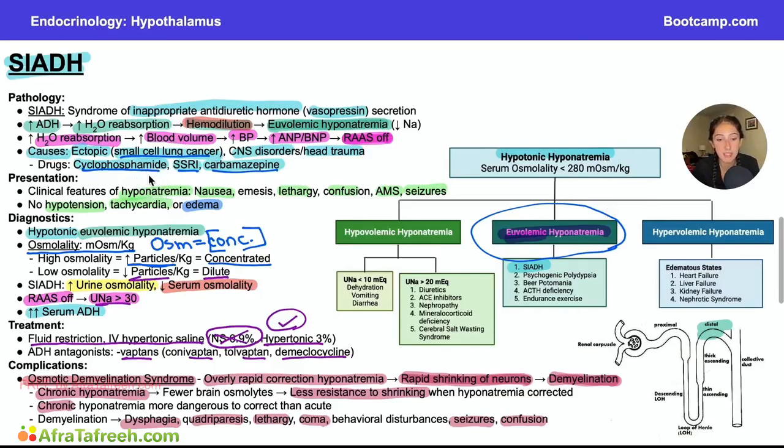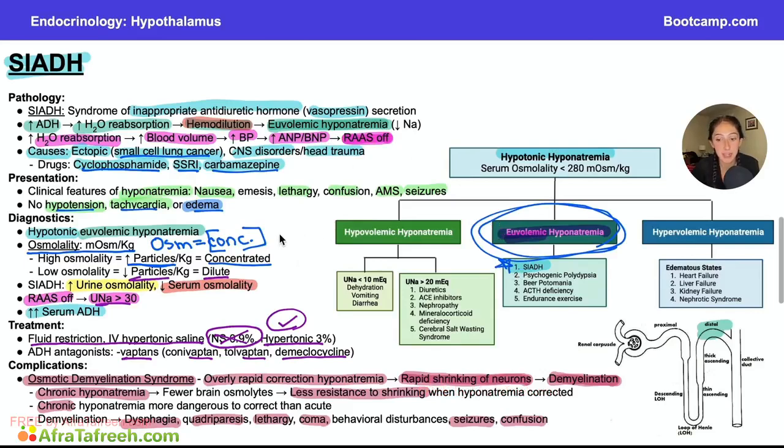And then they're going to say something like, patient presents with nausea, vomiting, altered mental status, and confusion. However, they don't have hypotension, they don't have tachycardia, and they don't have edema. And your brain should be going off right now that we are talking about a euvolemic hyponatremia because we have all the symptoms of hyponatremia, but it is euvolemic. And because I've given you one of these risk factors that can cause SIADH, you should already be thinking about SIADH.